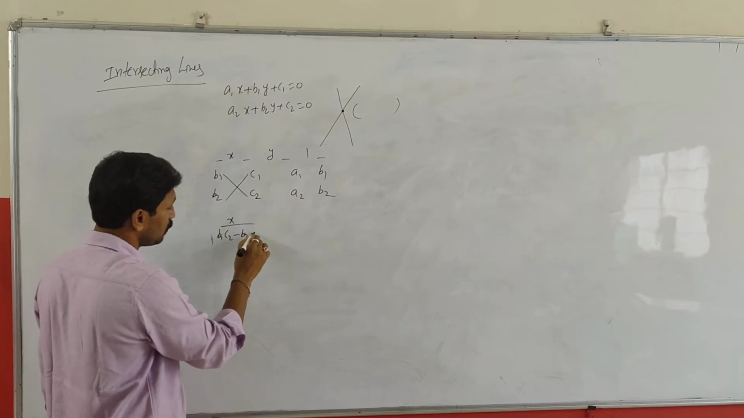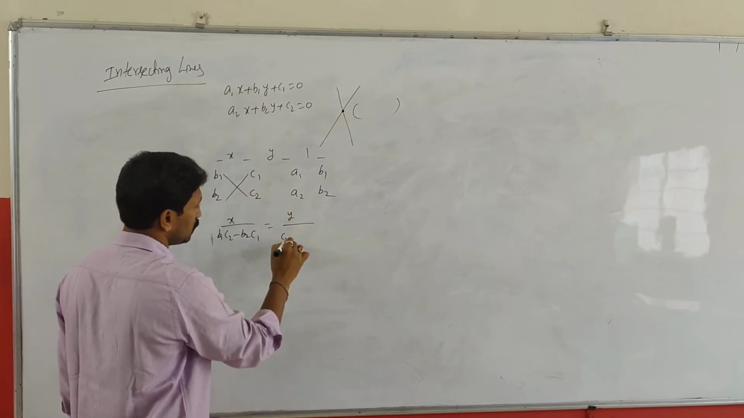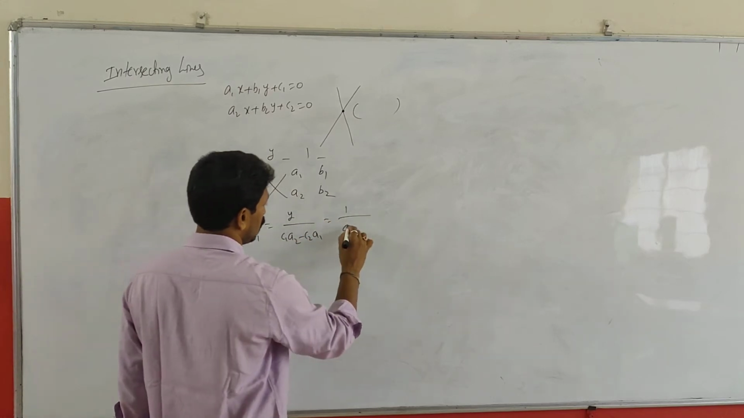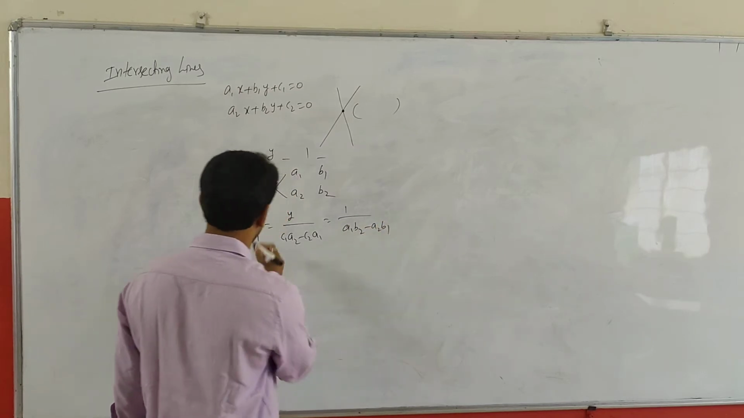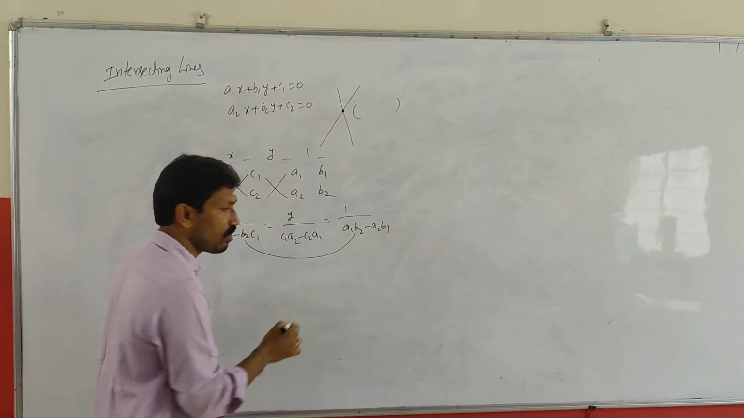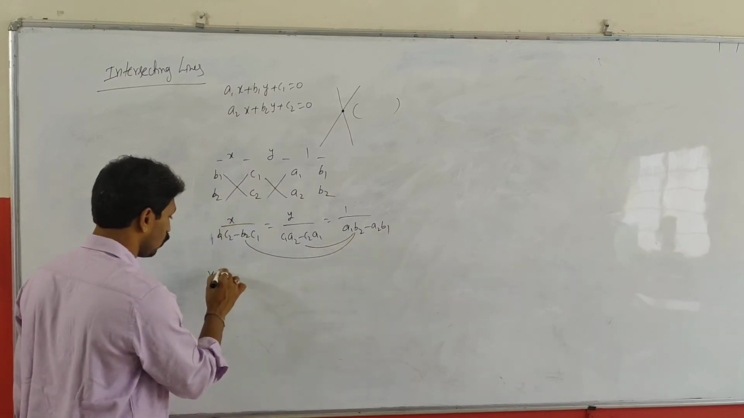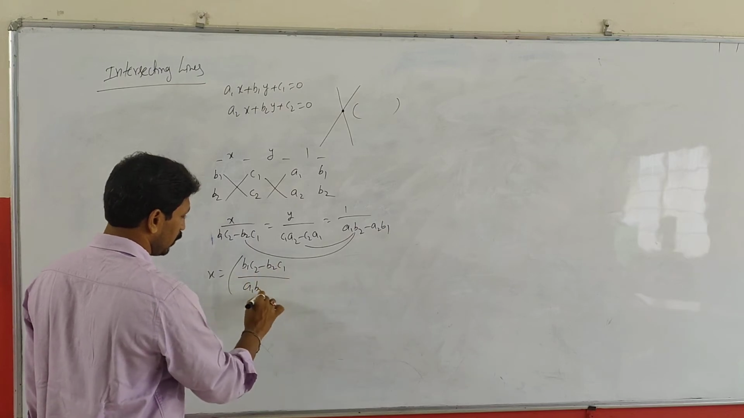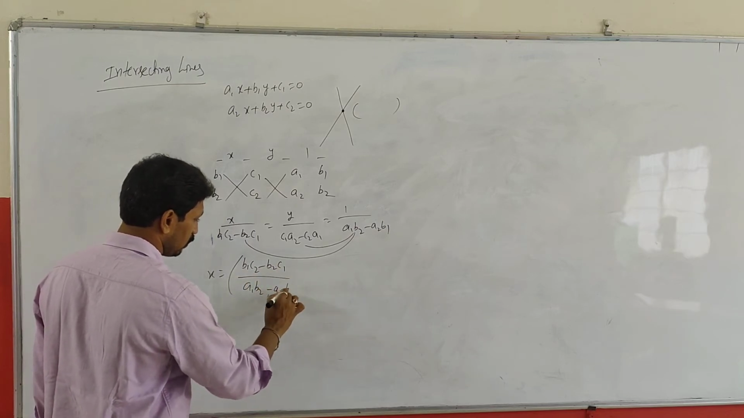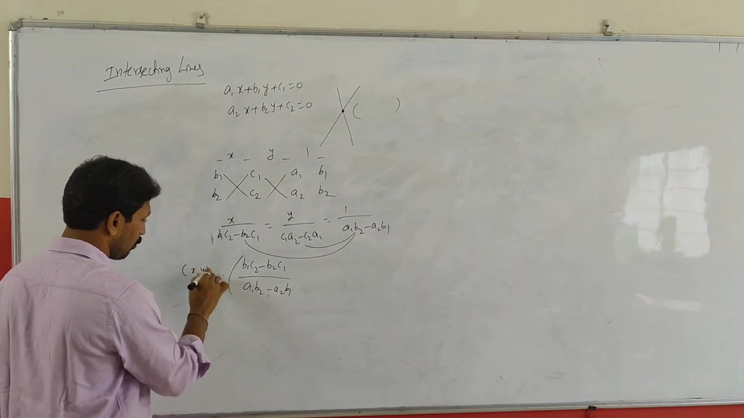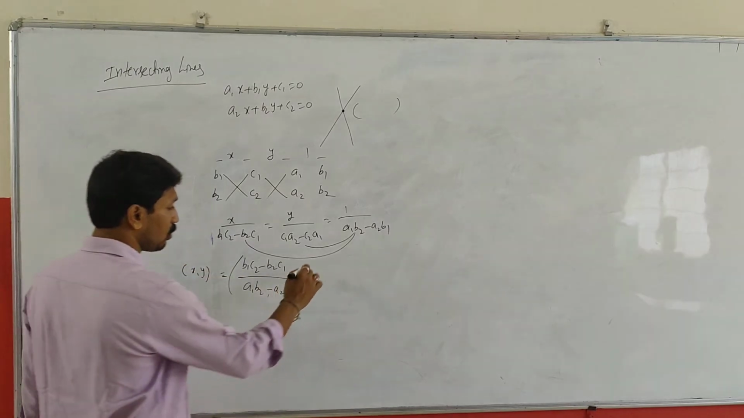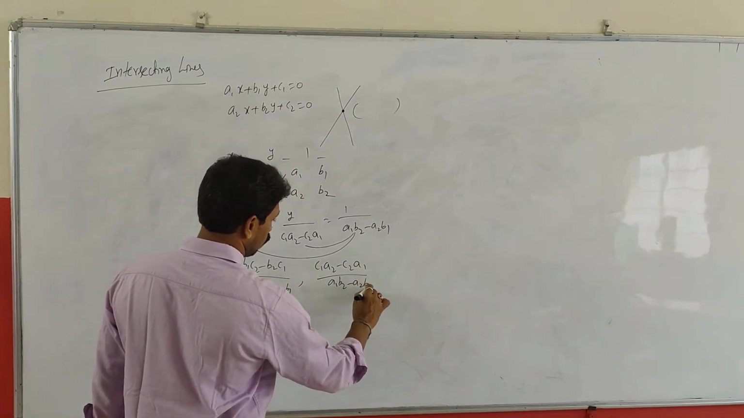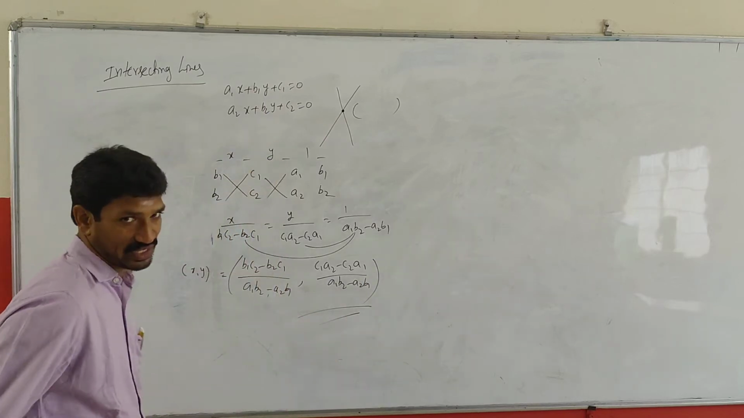So b1 c2 minus b2 c1 is equal to y by c1 a2 minus c2 a1, is equal to 1 by a1 b2 minus a2 b1. If you want to find the x value, equate these two. If you want to find the y value, equate these two. So x is equal to b1 c2 minus b2 c1 by a1 b2 minus a2 b1, and y is equal to c1 a2 minus c2 a1 by a1 b2 minus a2 b1. This is the point of intersection of these two lines.